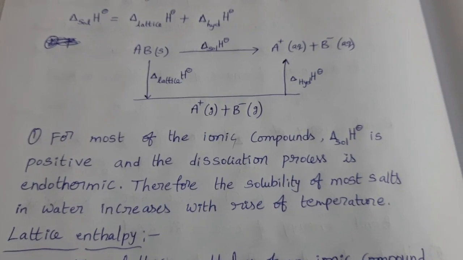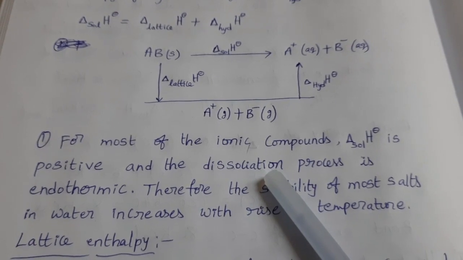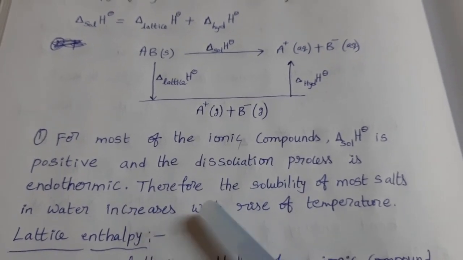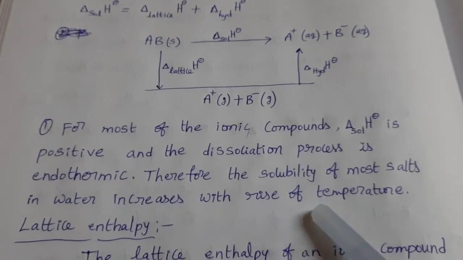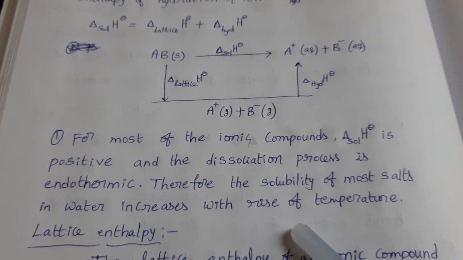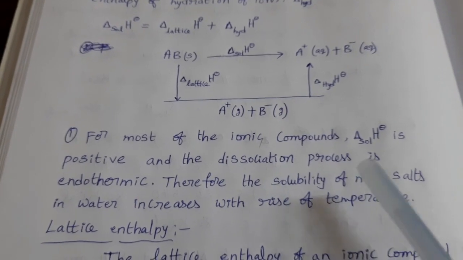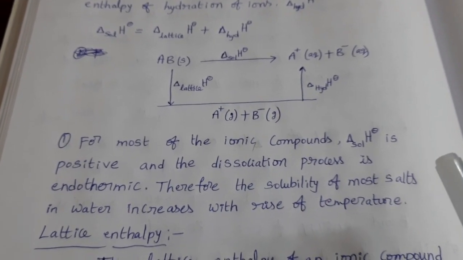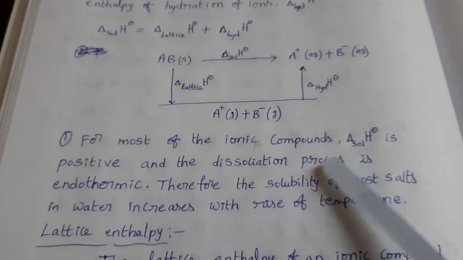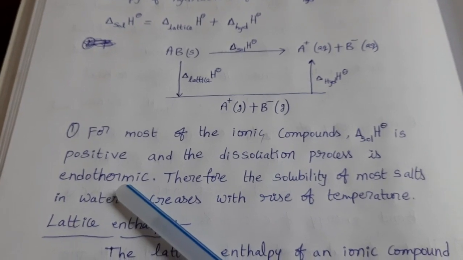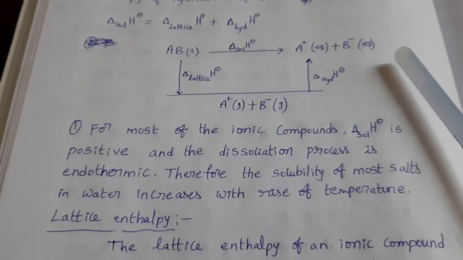For most of the ionic compounds, enthalpy of solution is positive and the dissociation process is endothermic. Therefore, the solubility of most of these salts in water increases with rise of temperature. Many ionic compounds are dissolved in water by absorbing heat energy. If we increase the heat energy, then most of these salts are soluble. That's why the dissolution of ionic compounds in water is an endothermic process. If we raise the temperature, solubility of ionic compounds in water increases.